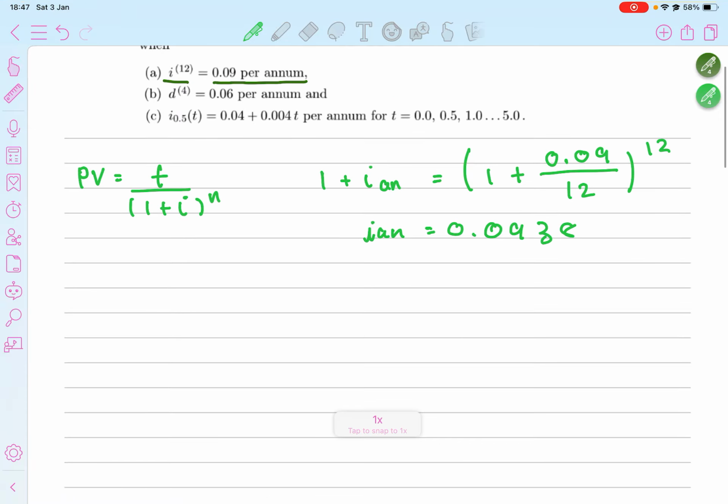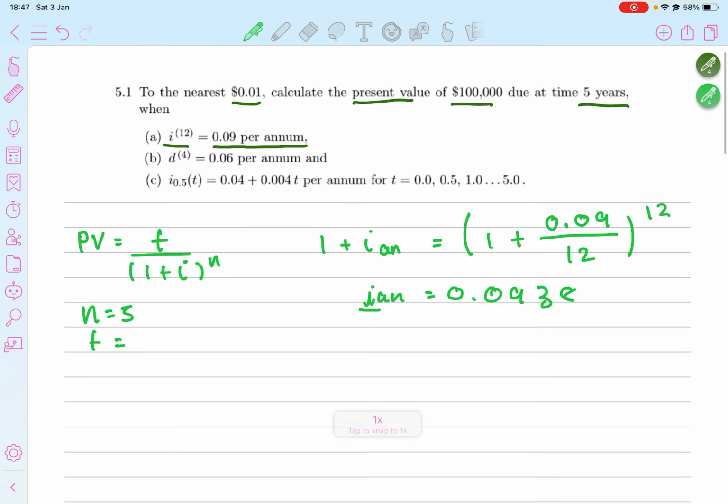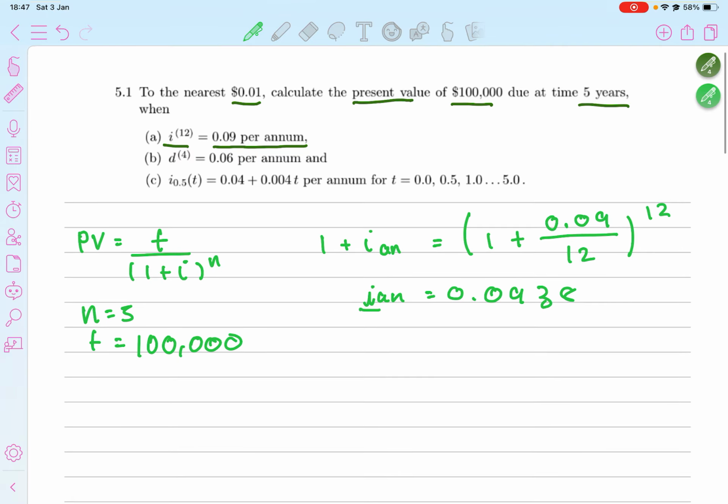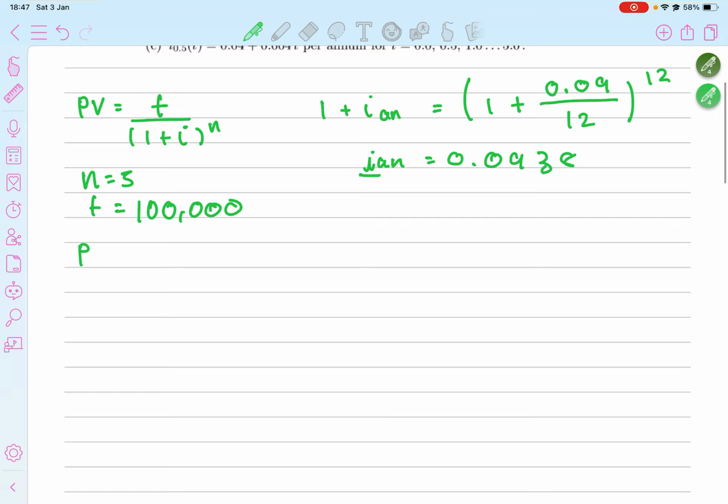Now to answer that, just plug in the values with n equal to 5 and F equal to 100,000. Just plug that in over 1 plus the answer to the power of, double check it's 5, yes, 5. And then the PV is equal to 63,869.97 to the 0.01. So that is A.